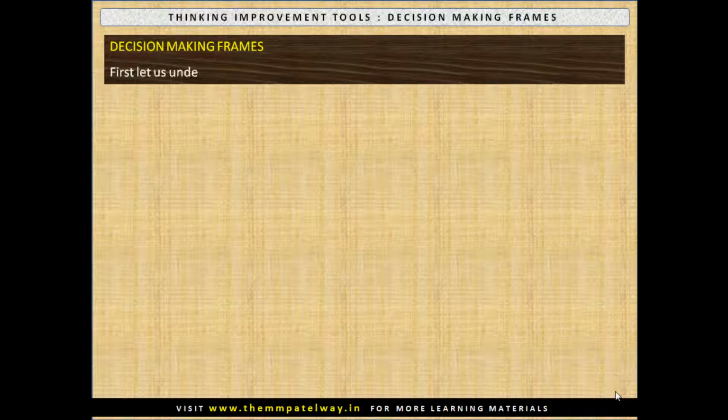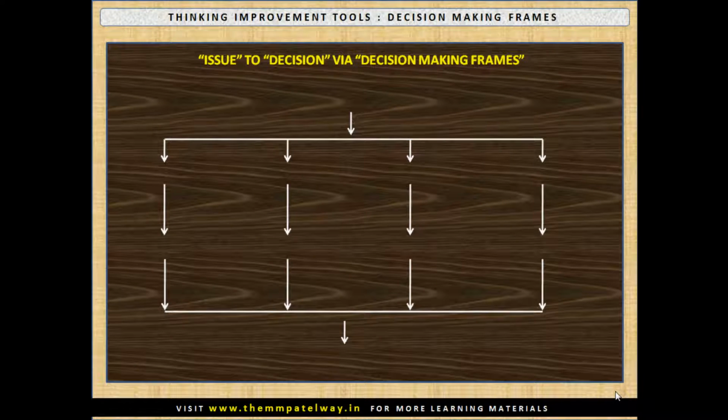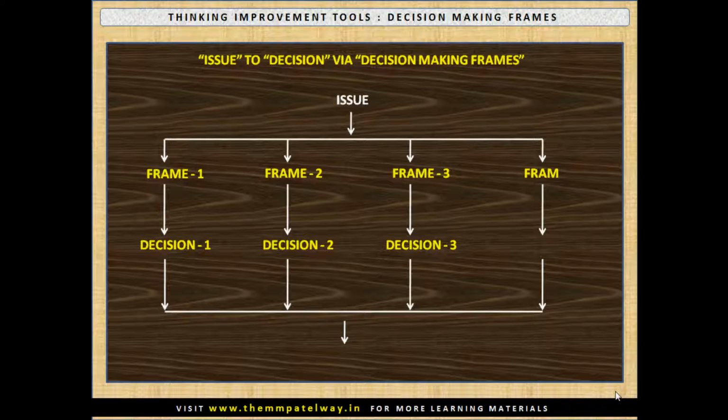First, let us understand the concept. Whenever there is a business issue or a situation and a decision is required to be taken, we move from issue to decision via decision-making frames. We see and evaluate an issue using frame 1 and we come to decision 1. In the same way, we have frame 2 and decision 2. We have frame 3 and decision 3. And we have frame 4 and decision 4. Now naturally, all the decisions cannot be taken. Therefore, we need to arrive at an integrated decision which will take care of most of the issues.